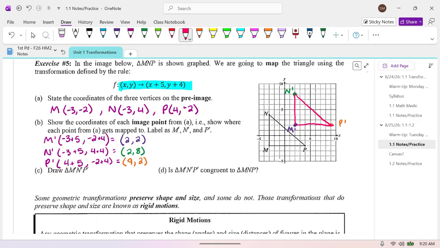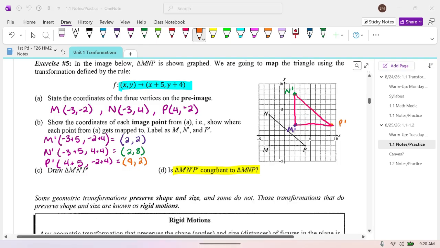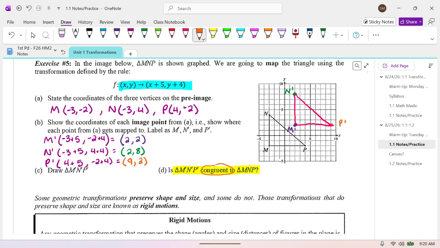Now, letter D, I said we do that one together. So is triangle M prime, N prime, P prime congruent to triangle MNP? First off, what does the word congruent mean? It means the same, but what specifically? So same size and same what? Not length. That goes with size. Starts with an S. Shape. So same size, which talks about the sides. Same shape, which talks about the angles. That's what congruent means. Same size and shape.